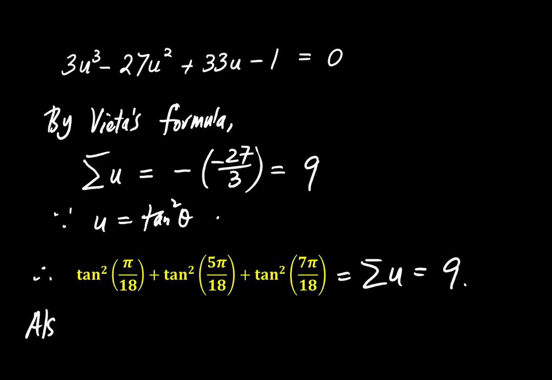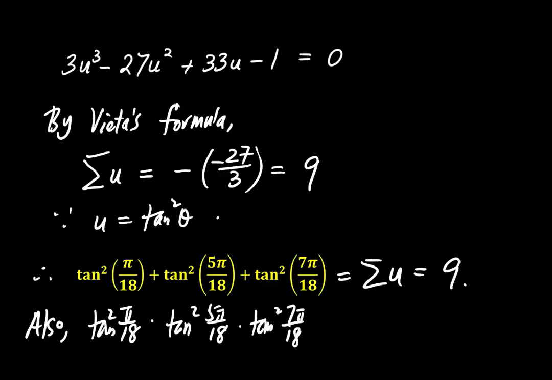Additionally, the product of the roots is tangent squared pi over 18 times tangent squared 5 pi over 18 times tangent squared 7 pi over 18 equals 1 over 3. And there you have it, a satisfying conclusion using the power of algebra and trigonometric identities to find the exact sum without a calculator.